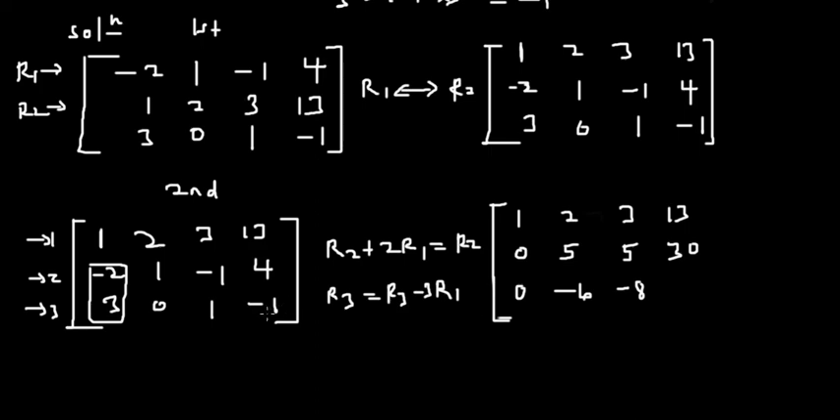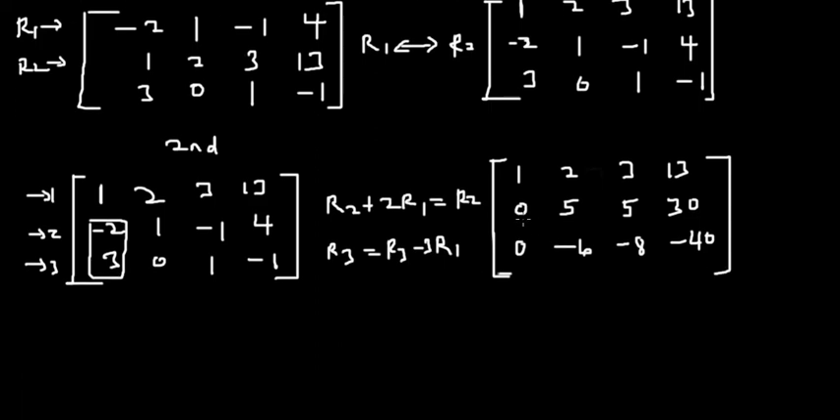And then we have minus 1 minus 3 times 13. That will give us minus 40. Right, so we've gotten zeros for the values beneath the leading one.